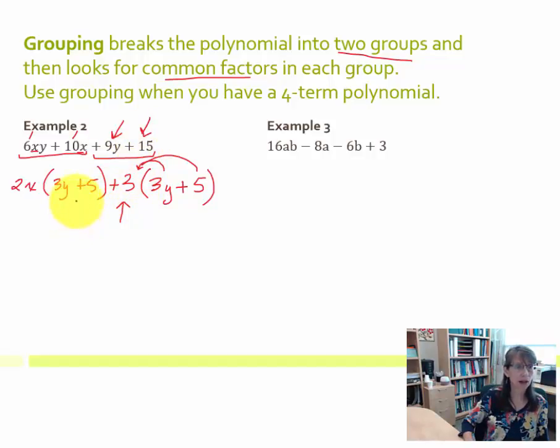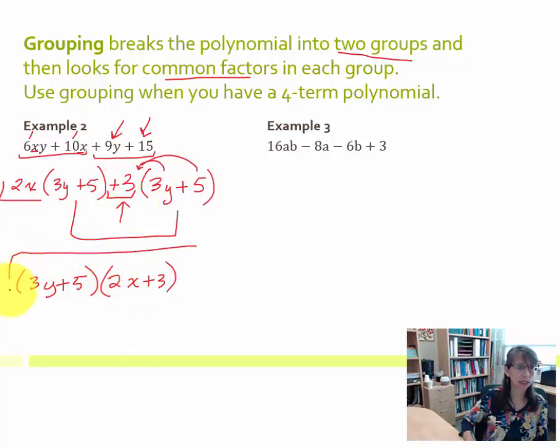Notice how we have a common factor now of the quantity 3y plus 5. And to complete the factoring, you simply are taking this 2x and plus 3 and joining them to make the other factor. So our completely factored answer is the quantity of 3y plus 5 times the quantity of 2x plus 3.